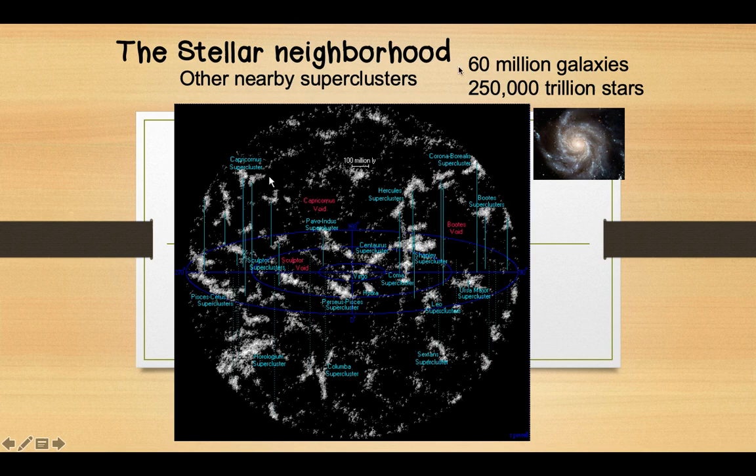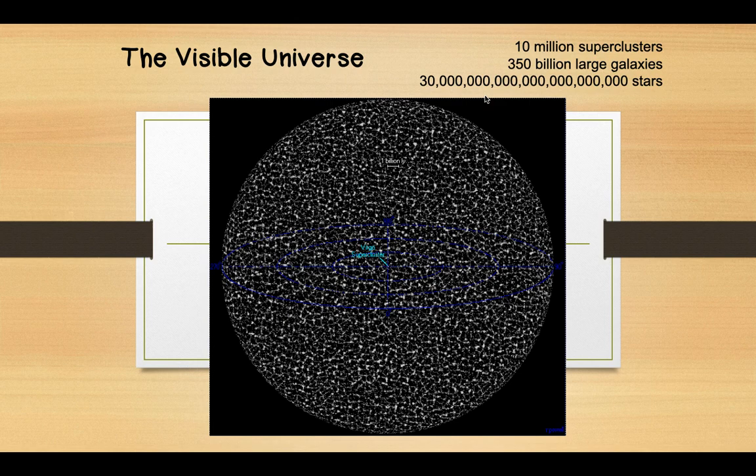So now we're talking, are you with me here already? 60 million galaxies, 250,000 trillion stars. I mean, this is getting to the point where our brain is just starting to slowly slide down inside our head. It's just so much to even think about. But people have been studying this and looking at this. And eventually we get into what we think of as the visible universe. So 10 million superclusters, 350 billion large galaxies, and whatever this is, I don't even know what number this is, of stars. This many powers of 10, a huge, huge number.